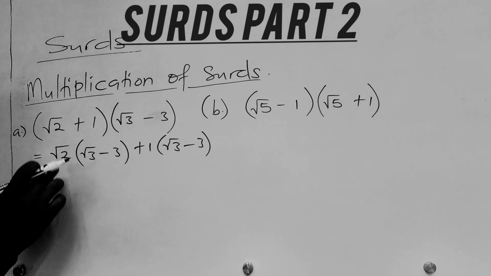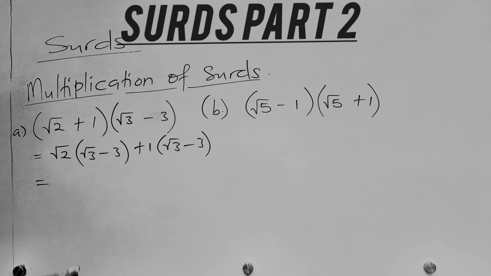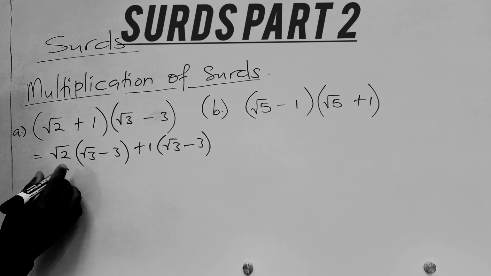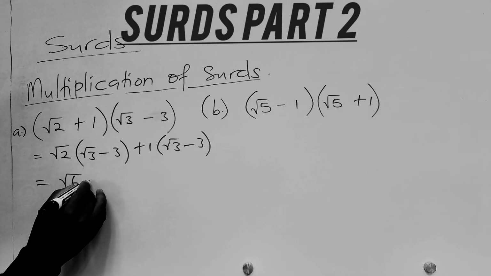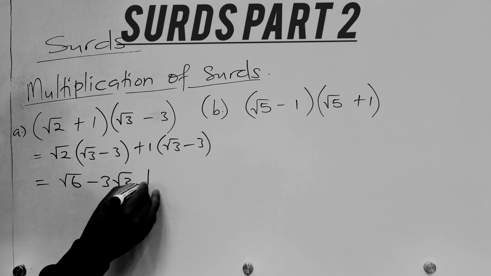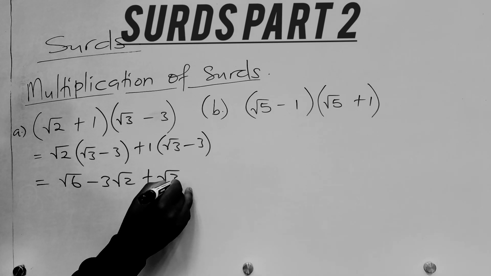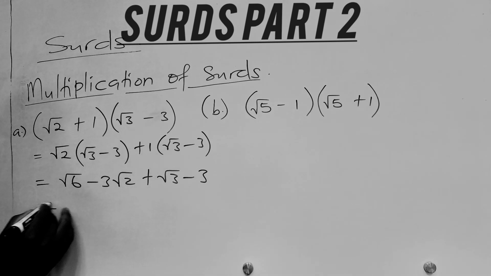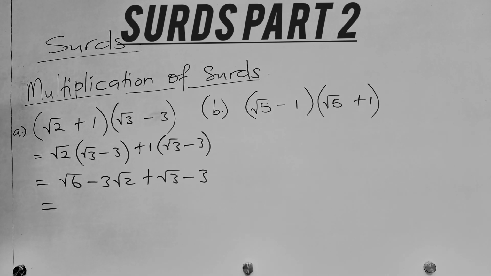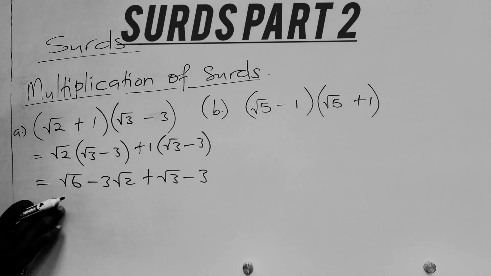So what we do here, we multiply root 2 by root 3, we get root 6. Then root 2 multiplied by negative 3, we get negative 3 root 2, plus 1 times root 3, we get root 3, minus 1 times 3, negative 3, we get minus 3. Do we have like terms here? I don't see any like terms, so we can end there. That will be our solution.